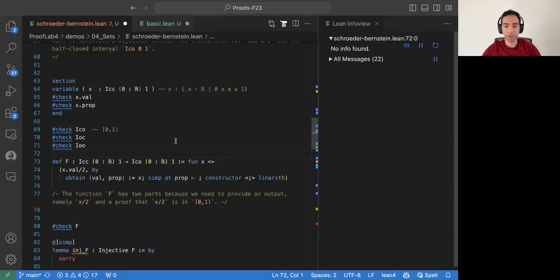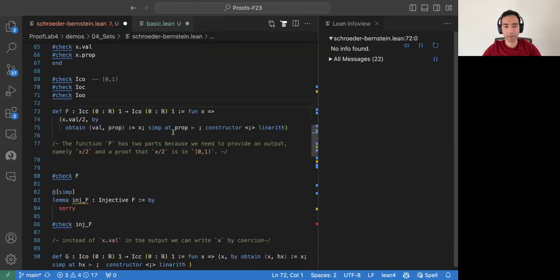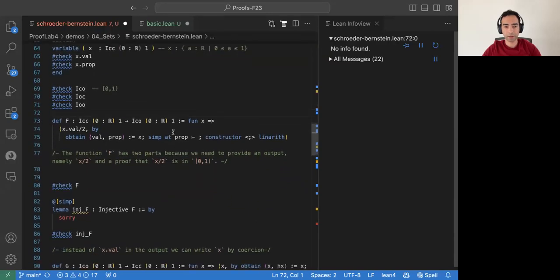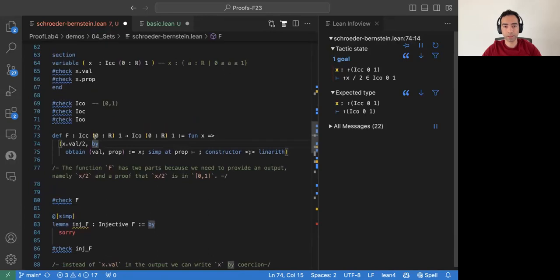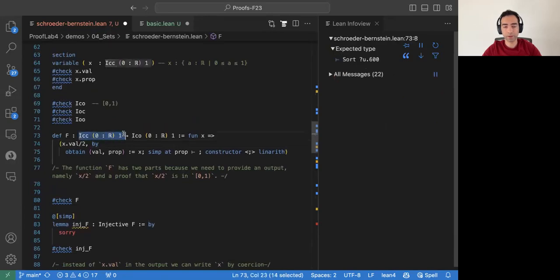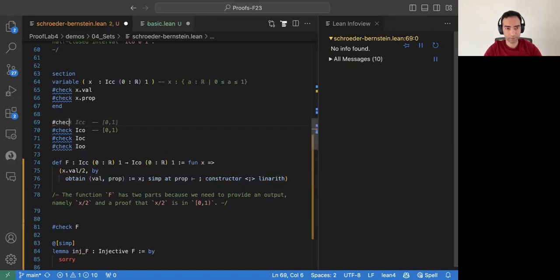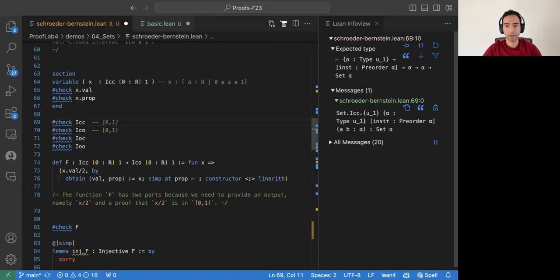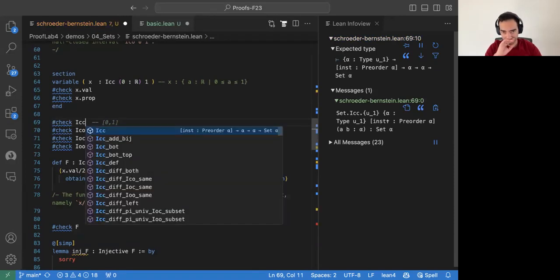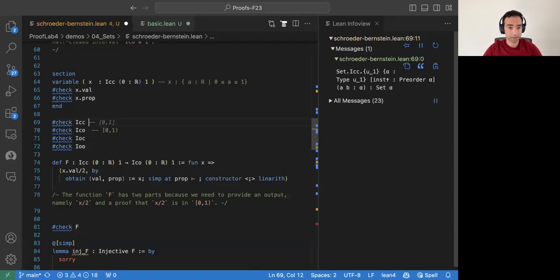But before going further, because things are going to be a little bit more complicated, I want to focus on this first, and let's try to understand how this is constructed. So what is this ICC? Or maybe what is ICC of 0 and 1?